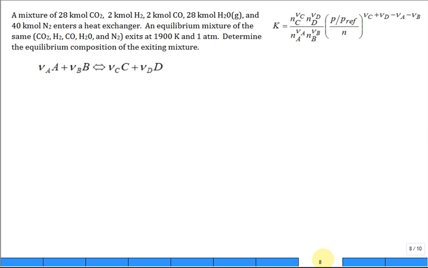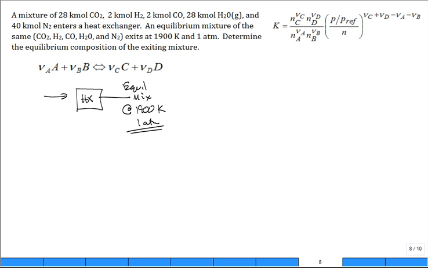So we know what went into the heat exchanger, and what comes out is an equilibrium mixture at a given temperature of 1900 Kelvin and pressure of 1 atm. And we're asked to calculate the composition of the equilibrium mixture. It's a very different problem than the ones you've been solving so far. All right?